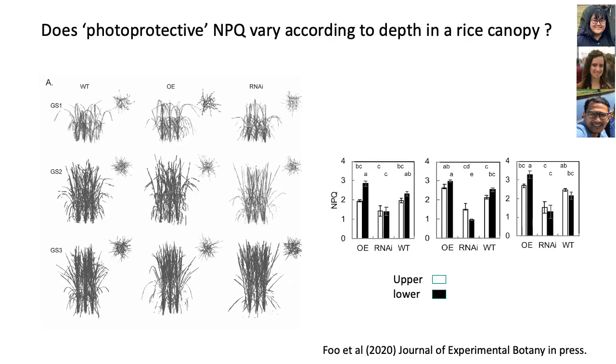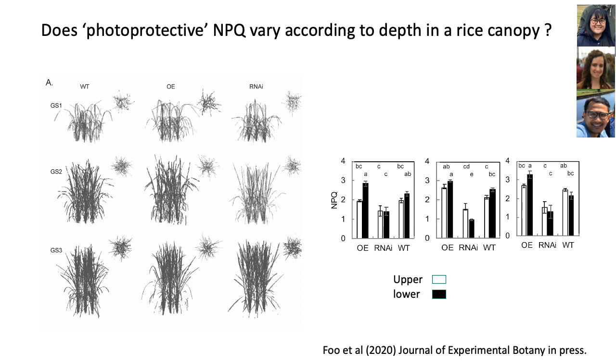So we asked the question, does photoprotective NPQ vary according to depth in a rice canopy? We grew rice plants in our agronomy glasshouses, and we analyzed these at 3 different growth stages: growth stage 1, growth stage 2, and growth stage 3. These are all in the vegetative part of the rice life cycle. Growth stage 1 corresponds approximately to the onset of tillering, and growth stage 3 is just before anthesis.